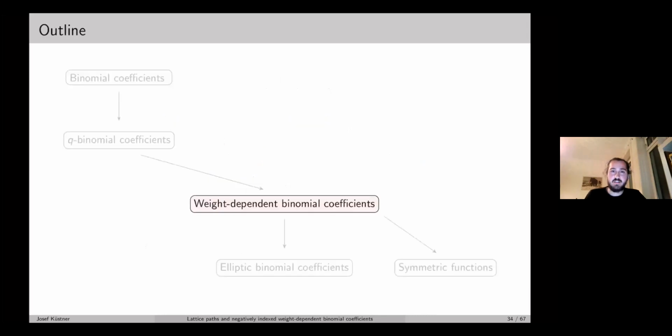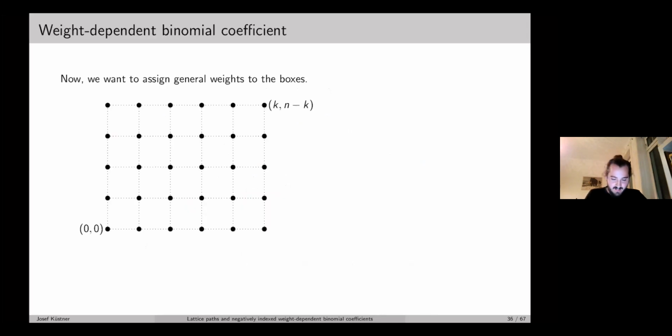Okay, so now finally we are ready for the weight-dependent binomial coefficients that I have promised, which is our part here at this work. We don't take diagonal steps anymore, so we also have to change the outline a bit. And now we do the weight-dependent case.